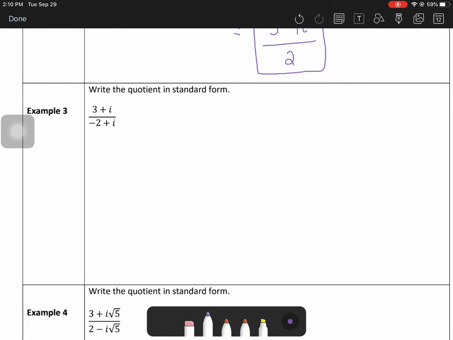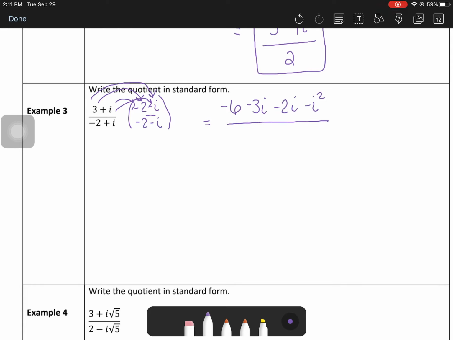So now we're going to multiply again by the complex conjugate. So negative 2 minus i. Notice it's the exact same binomial. We're only changing the sign in the middle. So 3 times negative 2 would be negative 6. 3 times negative i would be negative 3i. i times negative 2 is negative 2i. And i times negative i is negative i squared.